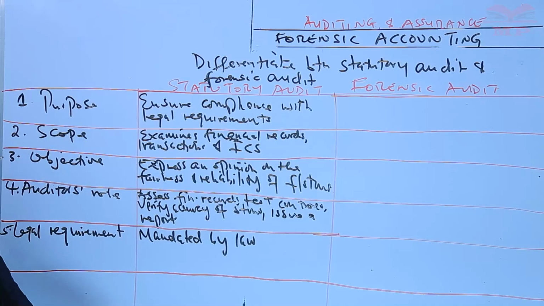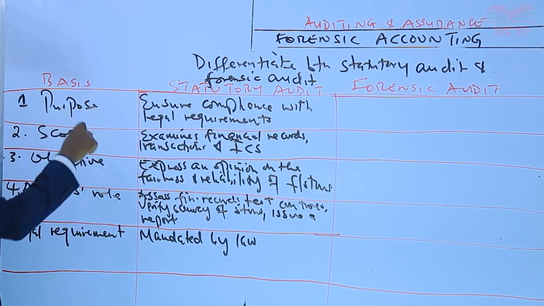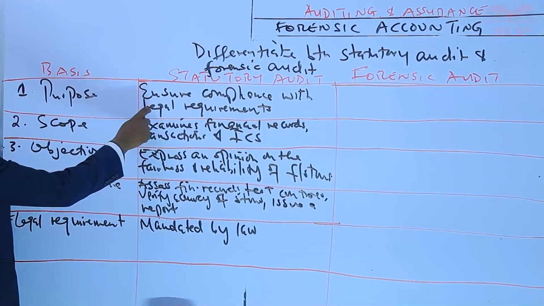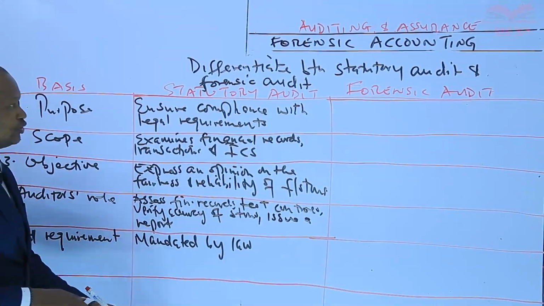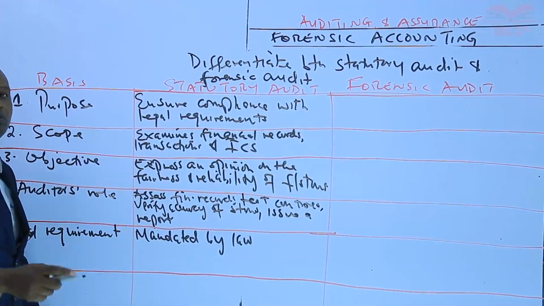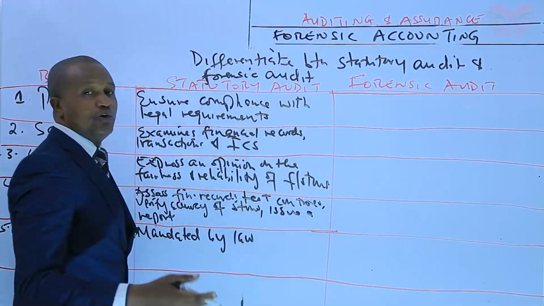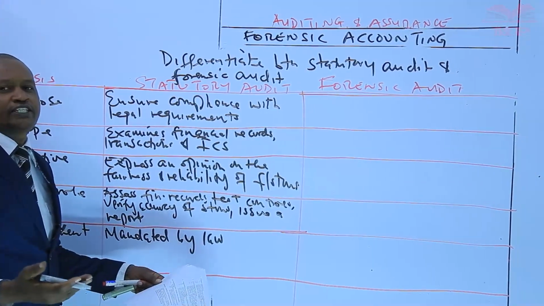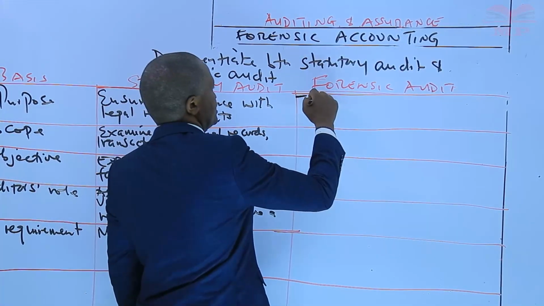So these are the bases for distinction. Number 1 is purpose. The purpose of a statutory audit is to ensure compliance with legal requirements. But the purpose of a forensic audit is to investigate potential fraud. It's just to investigate.